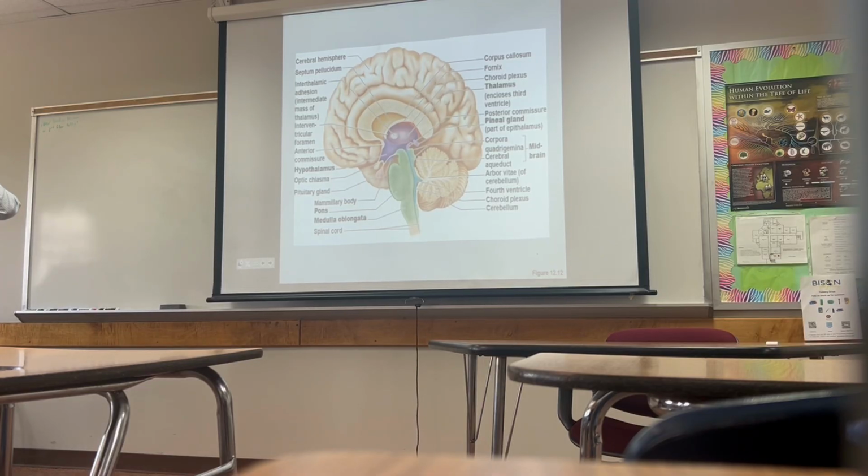Now, I'm going to give you a quick function for the diencephalon, specifically the thalamus, and what happens. When nervous signals are being sent to the brain or from the brain, the thalamus functions like the post office for the nervous signal. It determines where the nervous signal goes.